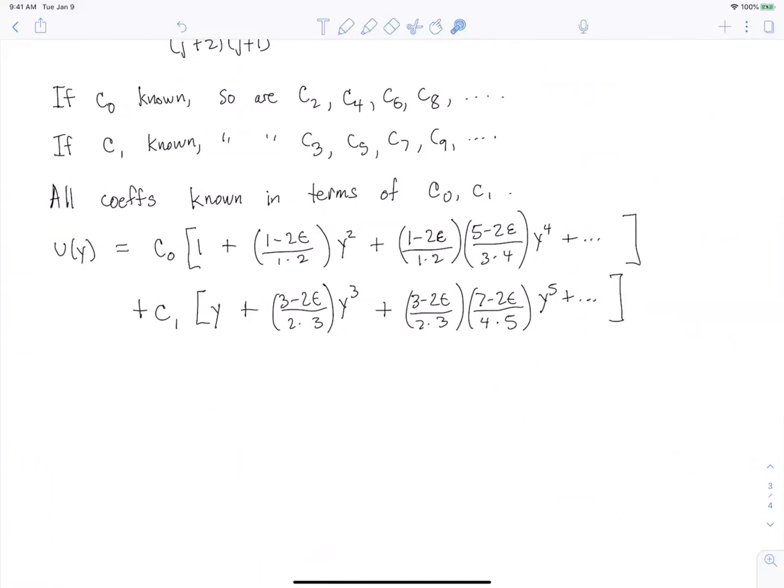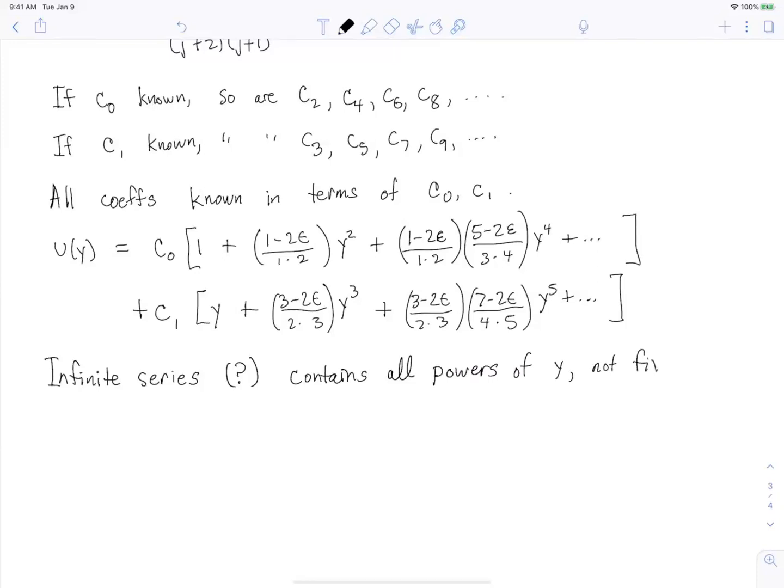Now this is an infinite series, or so it would appear, because for each coefficient, the next one with a higher power of y will follow from it. And so it apparently contains all powers of y and not just fixed y to the n. Now, it turns out that's not going to work.